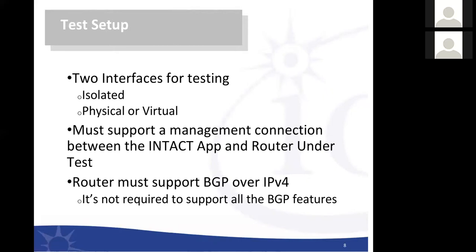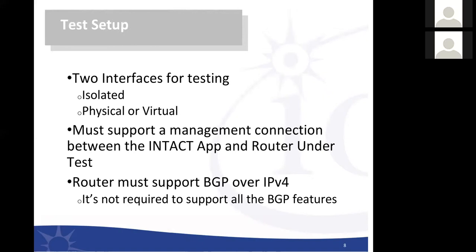Also in this case, and I'll talk a little bit more about this in a moment, we need a management connection between the INTACT app and the router under test. The reason for this is automation. We need to be able to talk to the device under test so we can automate it. The router must support BGP over v4.